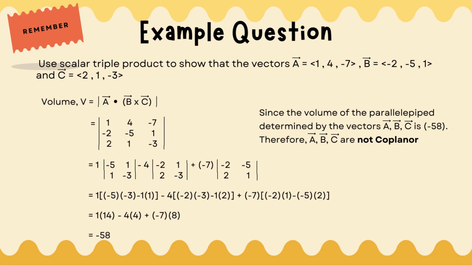Since the volume of the parallelepiped determined by the vectors A, B, and C is negative 58, therefore A, B, C are not coplanar. Why? Because the volume of the parallelepiped is negative 58, not equal to 0.